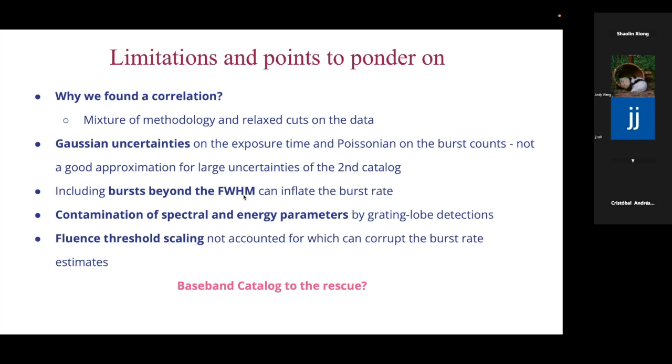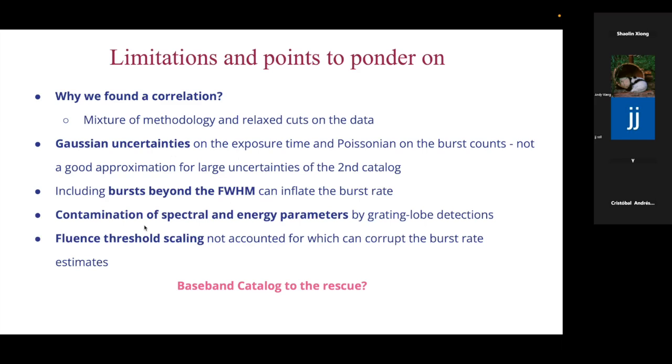This brings me to the potential major limitations of this work, which is that since we have used the exposure times from the CHIME second catalog, the uncertainties are large, and we cannot firstly localize whether these bursts are beyond the FWHM of the formed beam or not, as well as we have used Gaussian uncertainties on the exposure time, which is generally not a good idea with these large uncertainties.